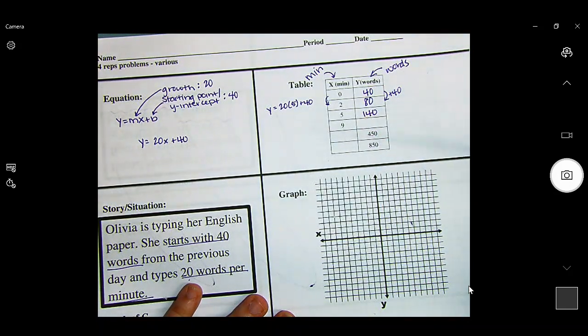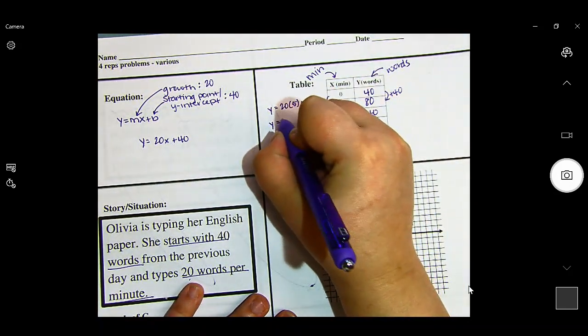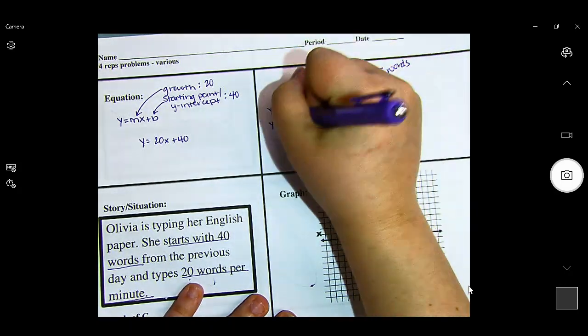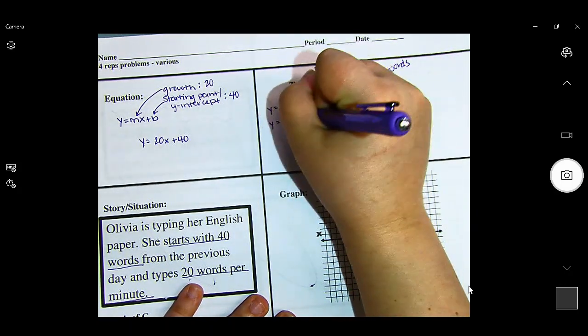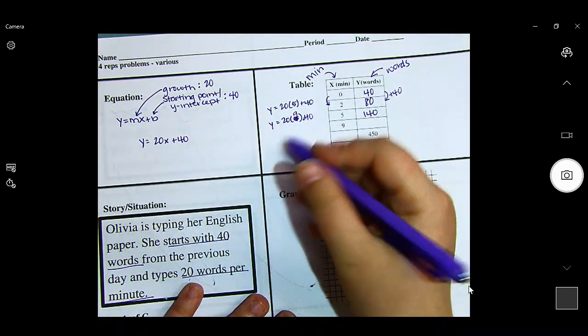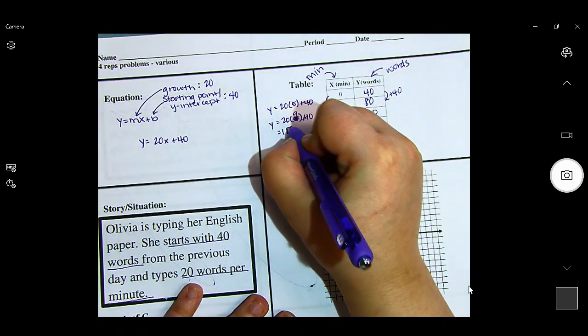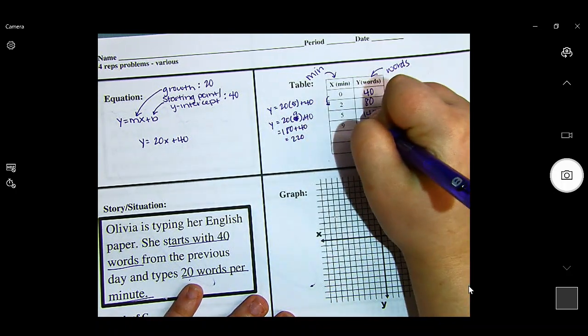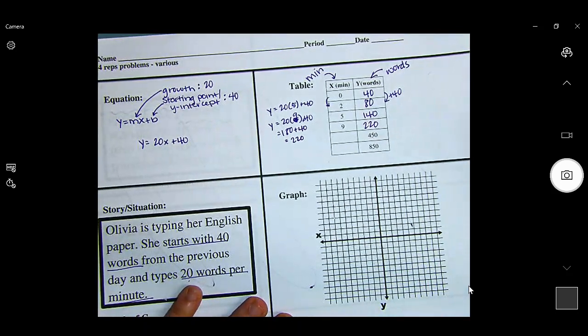Okay, now I need to do the same thing with 9. Y equals 20 times 5. Oh, wait, 9 this time, sorry. 20 times 9 plus 40. So 20 times 9 is 180 plus 40 gives me 220.